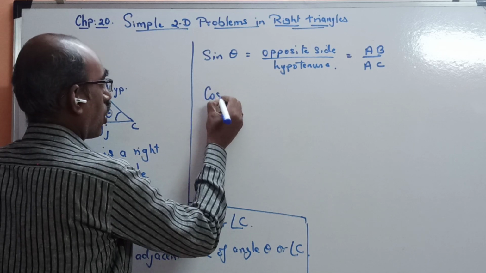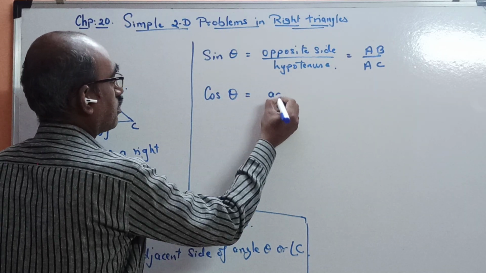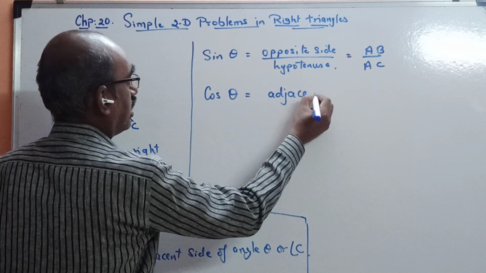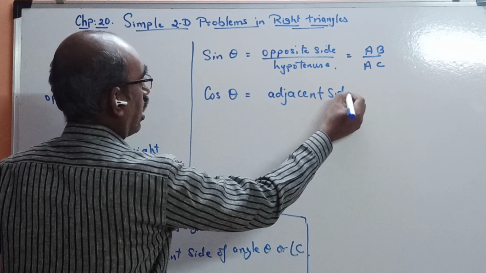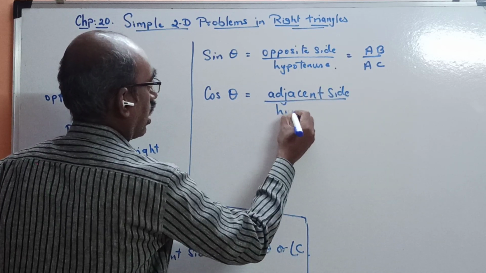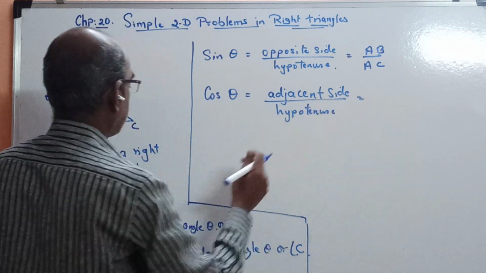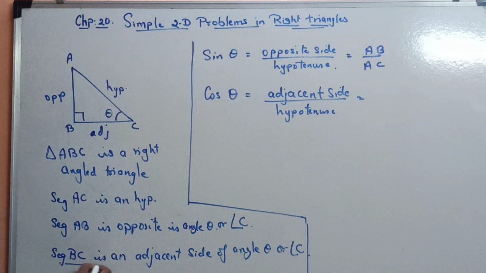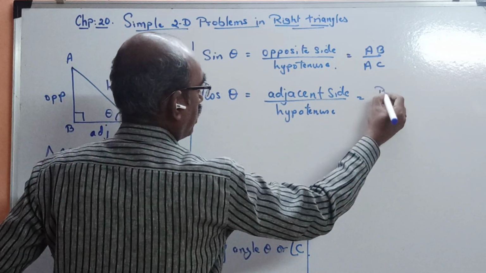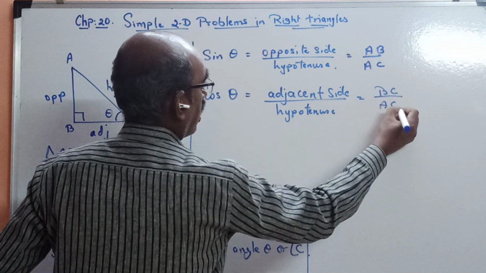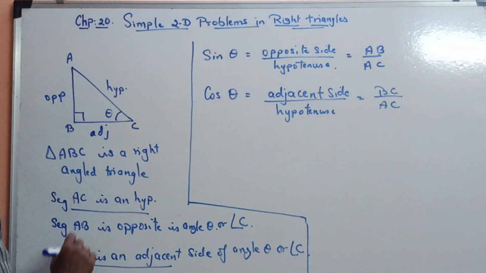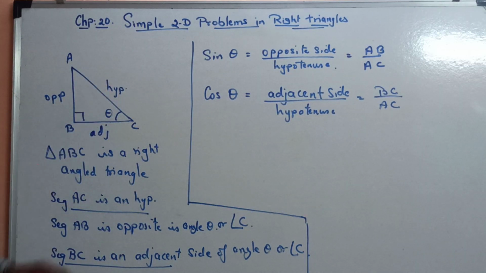Second thing, cos theta. Cos theta is nothing but adjacent side upon hypotenuse. The adjacent side is what? BC. You have written already. BC is the adjacent side. So BC upon AC. AC is the hypotenuse. You have written it over here also.